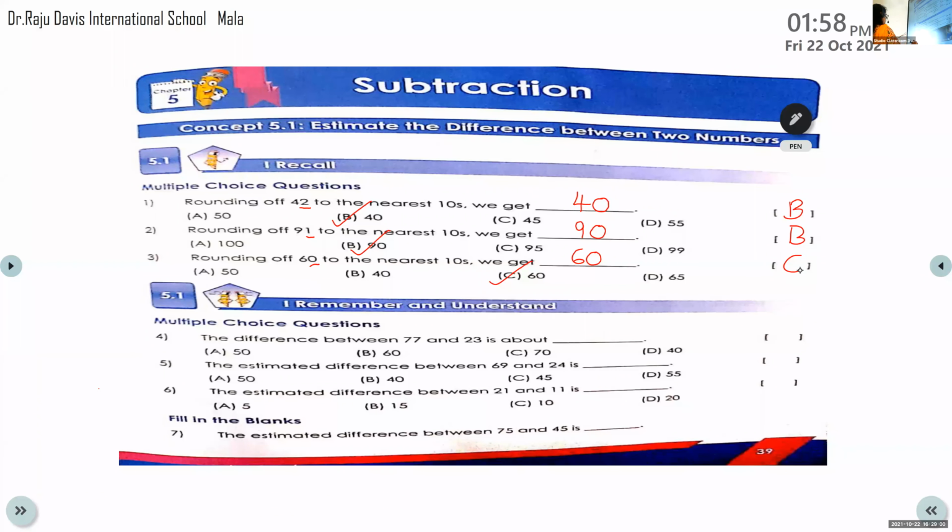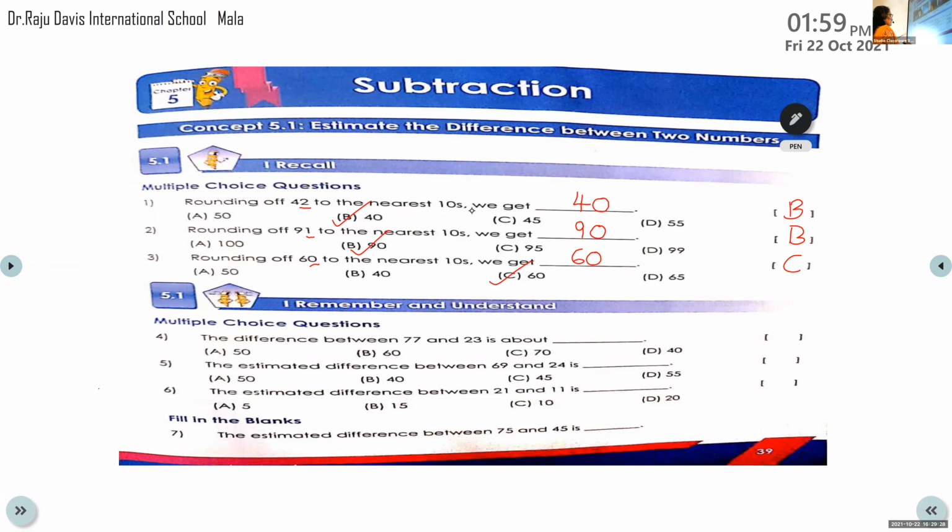Now we will move to the fourth one. Aldrin, fourth one. Yes, ma'am. The difference between 77 and 23 is about dash. About means you have to estimate it, and you have to find out the answer of subtraction. 54.